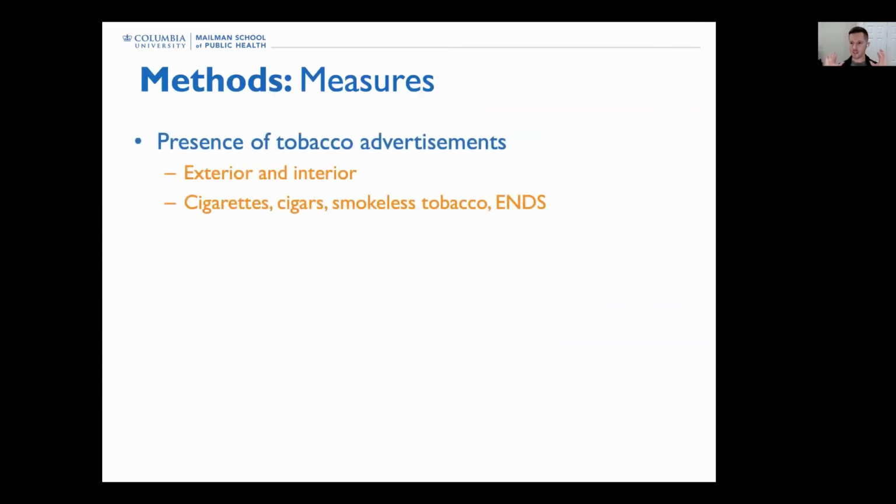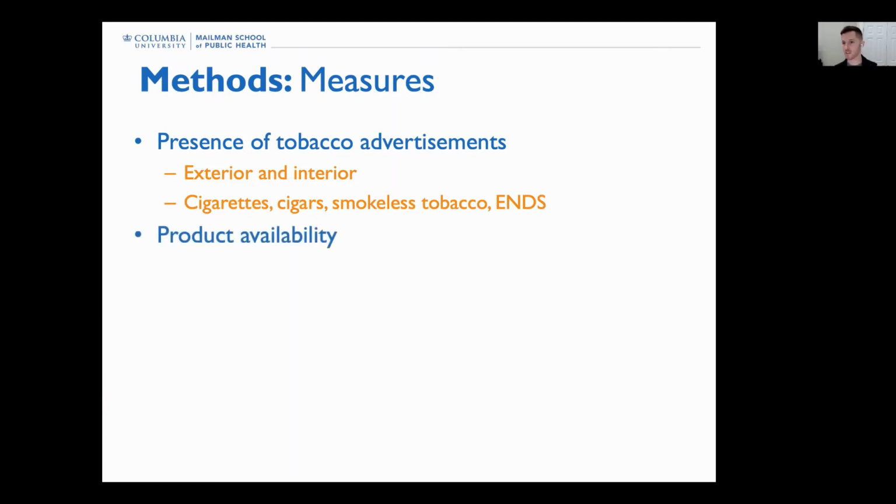And before we went out to do this massive data collection effort, we thought very carefully about what we wanted to collect when we visited these stores. So one thing that we certainly wanted to measure were the physical advertisements. These are probably the most visible dimension of tobacco product marketing. So we captured advertising on store exteriors and store interiors. And we did this for 4 classes of tobacco products: cigarettes, cigars, smokeless tobacco, and vaping products, or ENDs.